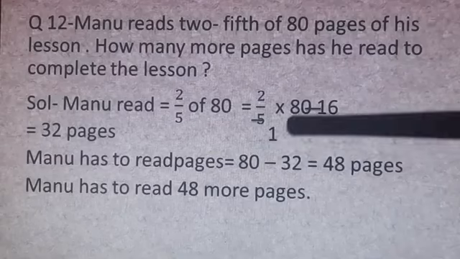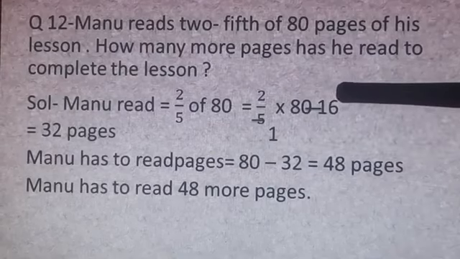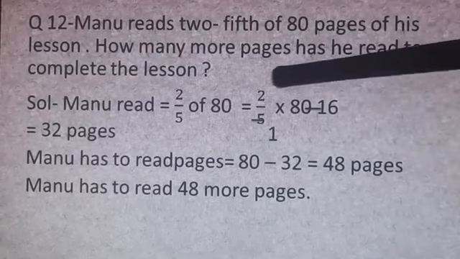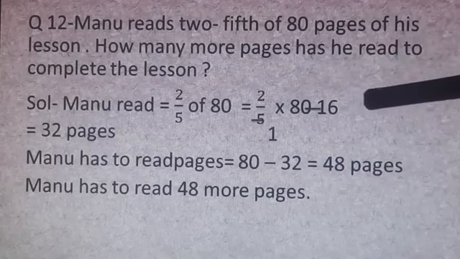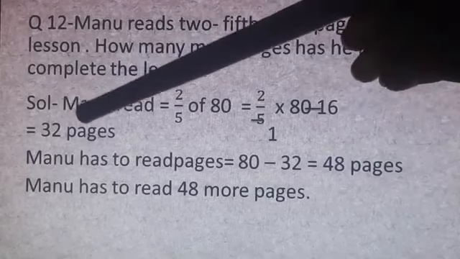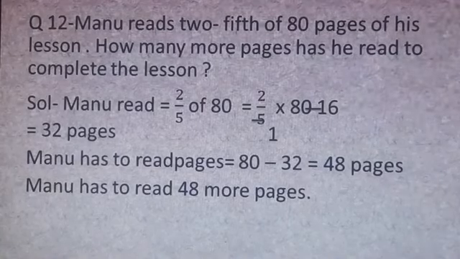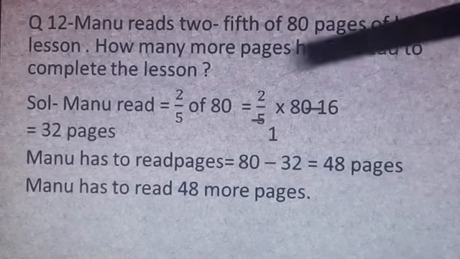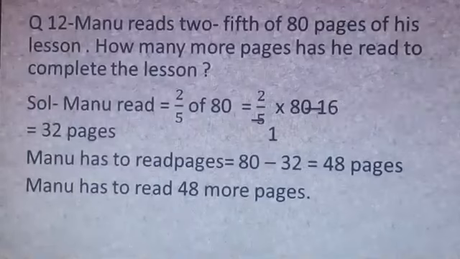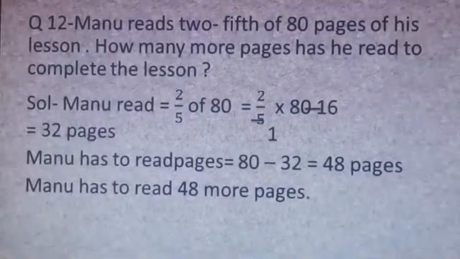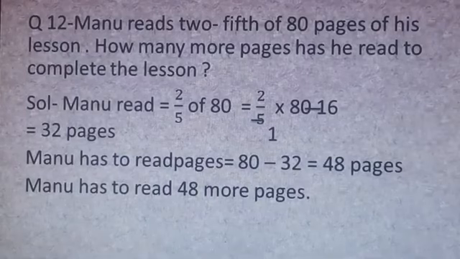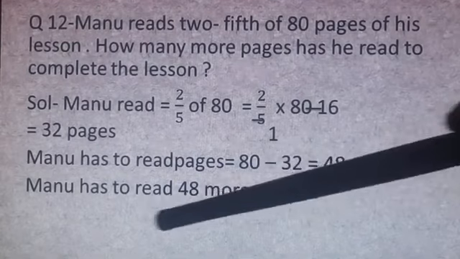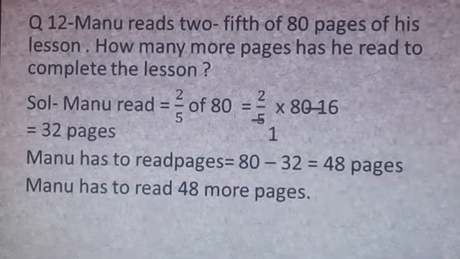Now 5 ones are 5, 5 ones are 5, 5 6 are 30. 2 into 16 is equal to 32. So Manu has read 32 pages. Total pages were 80. He has read 32 pages. Manu has to read pages. कितने पेजेस अभी उसको पढ़ने हैं? 80 minus 32 is equal to 48 pages. 48 more pages he has to read. Clear?